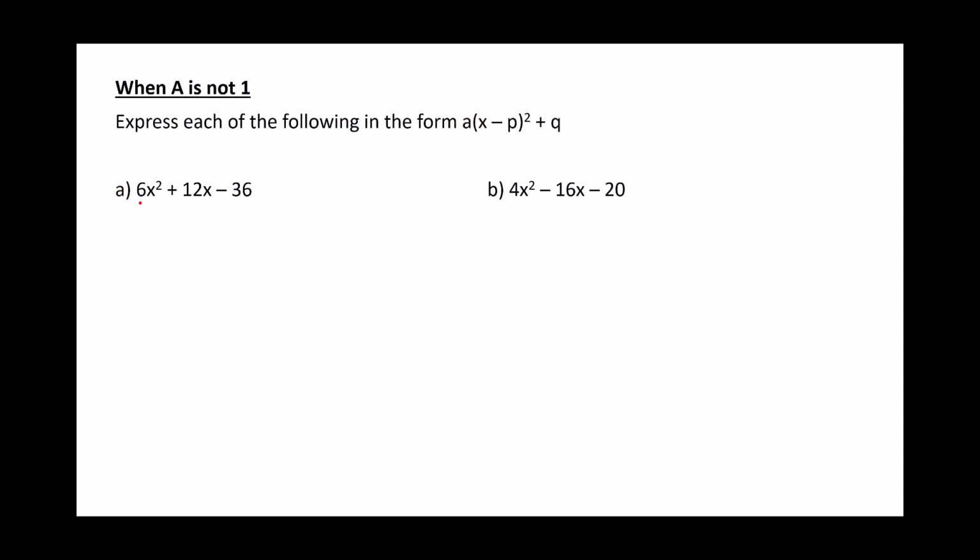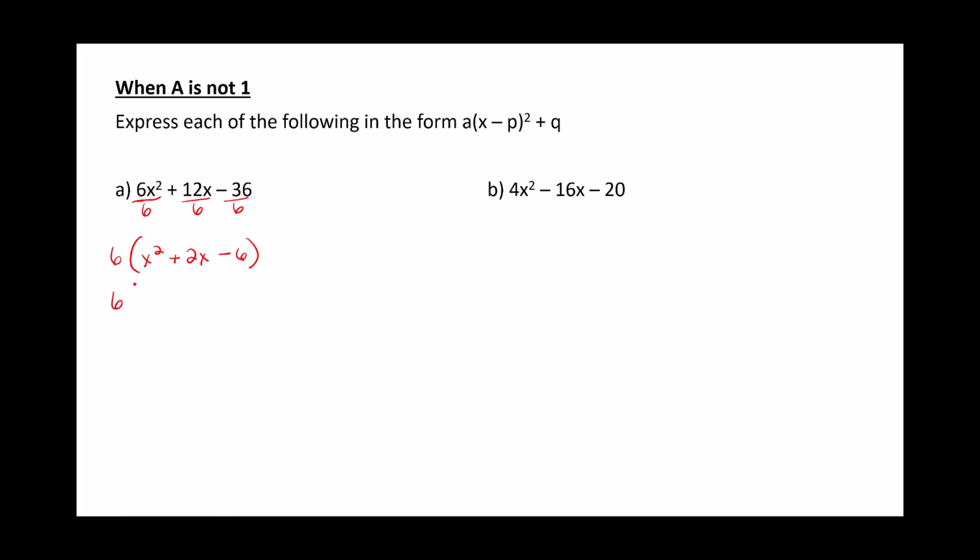Okay, so this 6 here, we have a number in front of this x squared. This 6 has to be taken out. So we want to take that out front. But what we're really doing when we take it out front is we're dividing all of these by 6. So when I do that, I'm going to have x squared plus 2x minus 6.